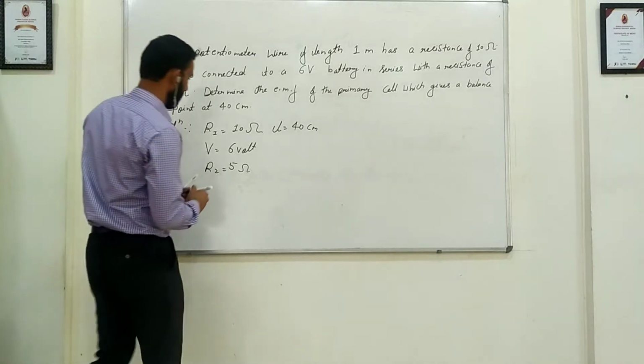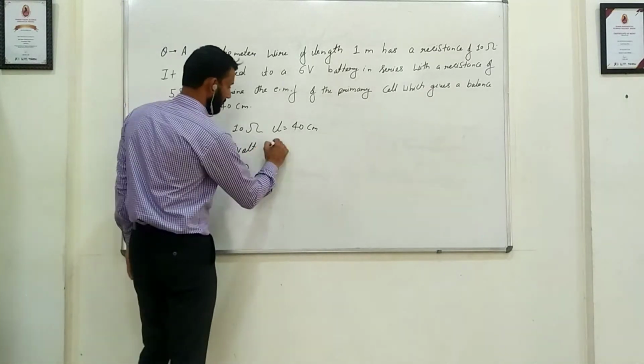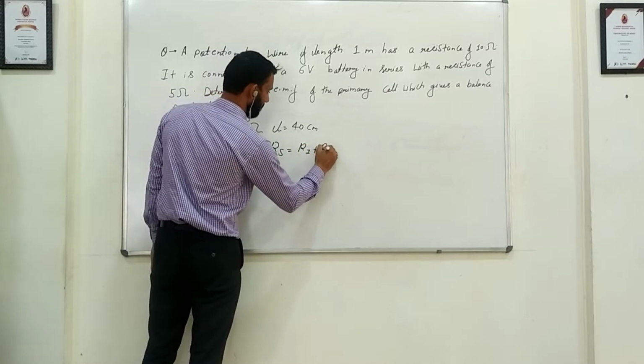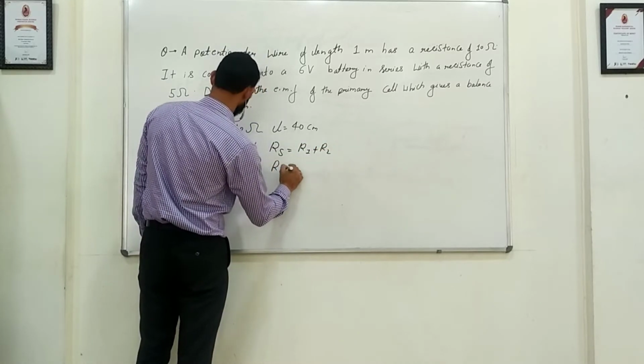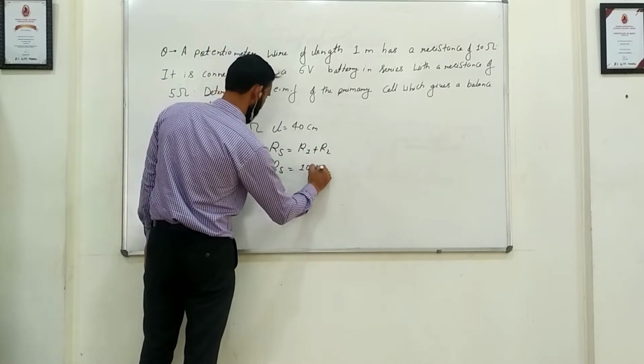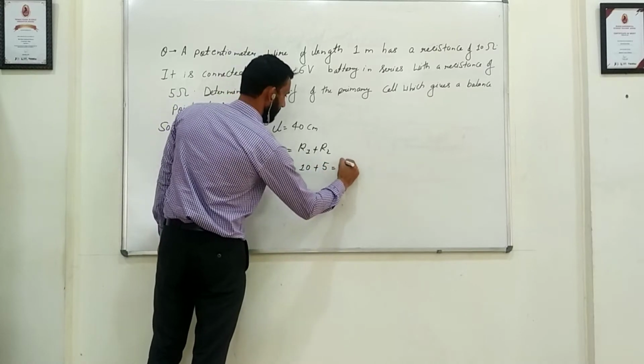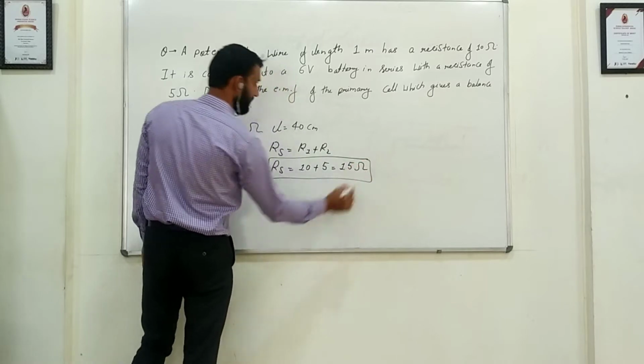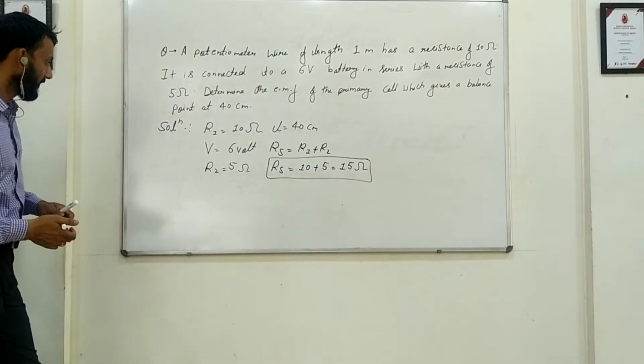So first let us calculate the total resistance. Rs is R1 plus R2. Rs will be equal to 10 plus 5, 15 ohm. Rs, resistance in series, is 15 ohm.